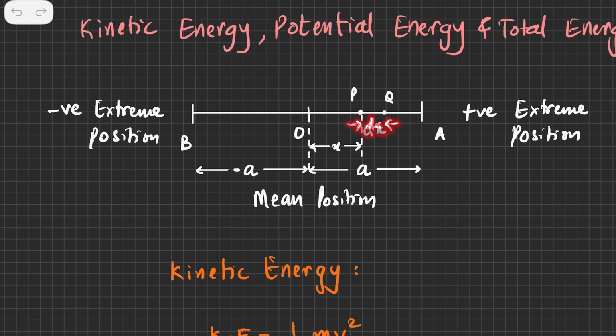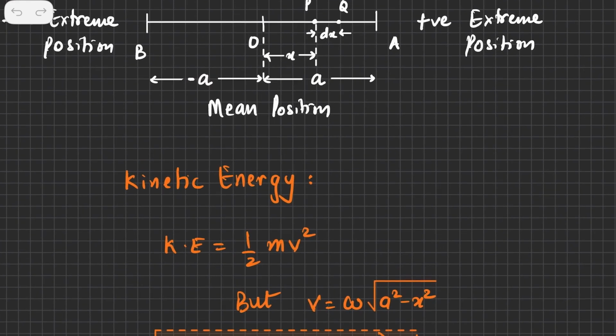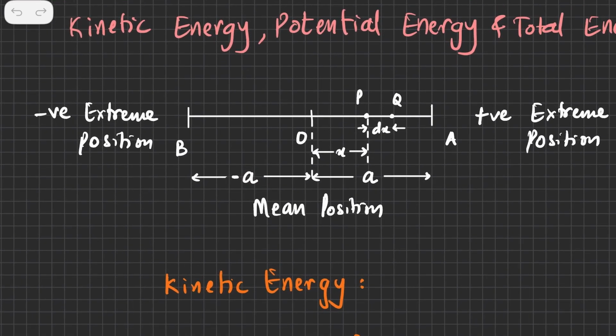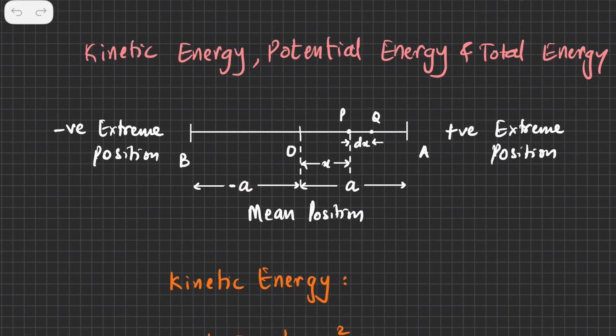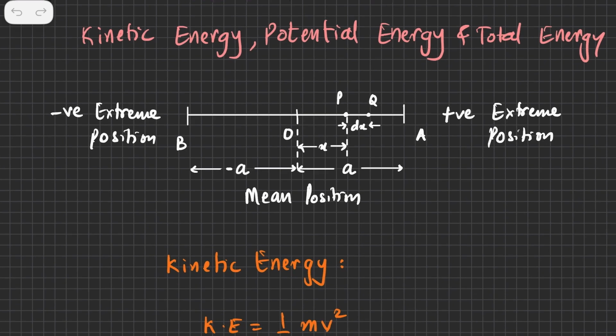So dx is an infinitesimally small displacement. And initially when the particle was at P, the displacement was x. So the displacement is always measured from the mean position, and A is the amplitude towards the positive side and minus A is the amplitude towards the negative side. So this is what the diagram is all about. You can just click a screenshot if you wish to have the diagram.